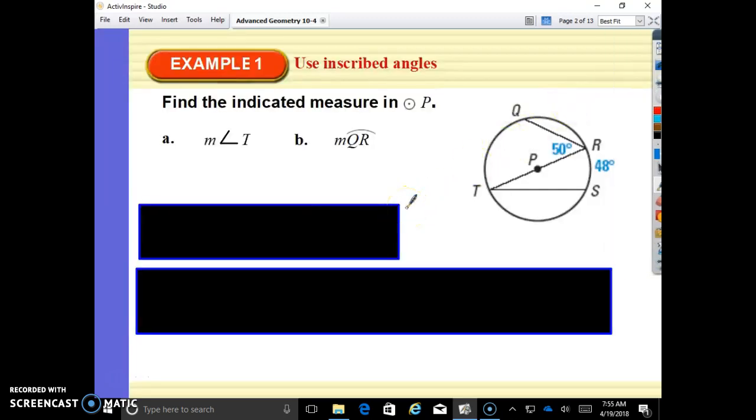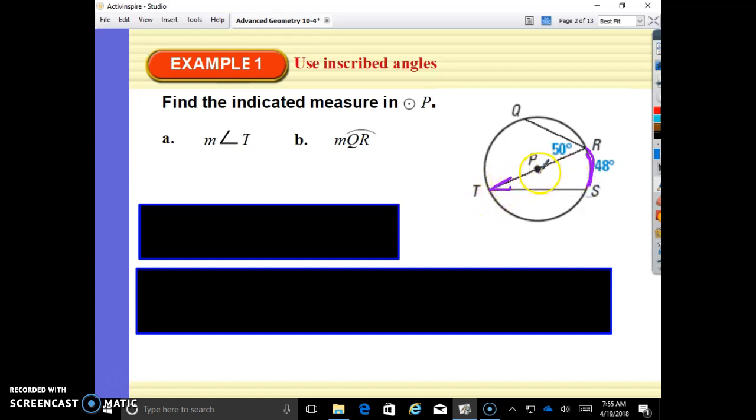Find the indicated measure of circle P. In circle P, what is the measure of angle T? So if this arc over here is 48 degrees, what is this angle right here?